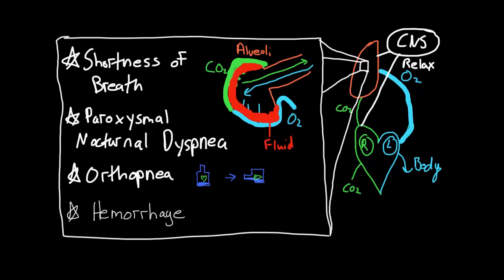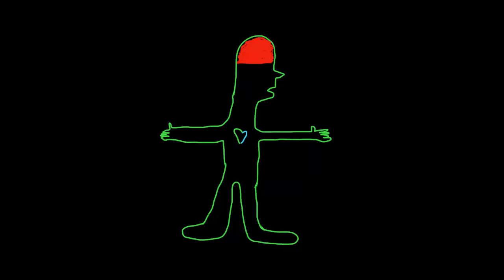Okay, so finally, let's talk about some other physical symptoms. So here we have our little man with a brain. The brain, of course, has a ton of capillary beds, has a ton of blood. That blood returns to the heart from the brain via this thing called the jugular.